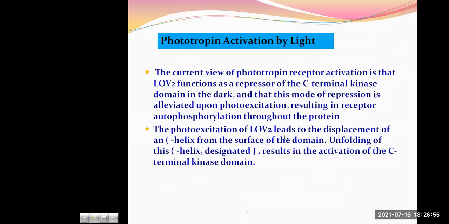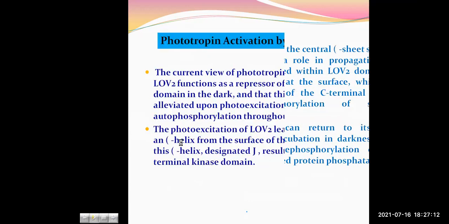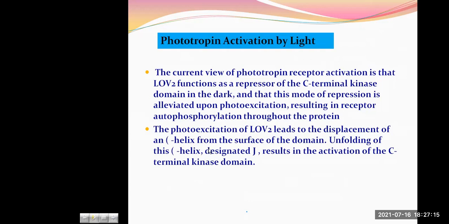Photoexcitation of LOV2, that is, when LOV2 is activated by light. This is called photoexcitation. That is, electrons move away from inner orbitals to outer orbitals, and what occurs is displacement of the J alpha helix from the surface of the domain, and this helix unfolds, and this is designated as the J helix, and by this the C-terminal kinase domain is activated.